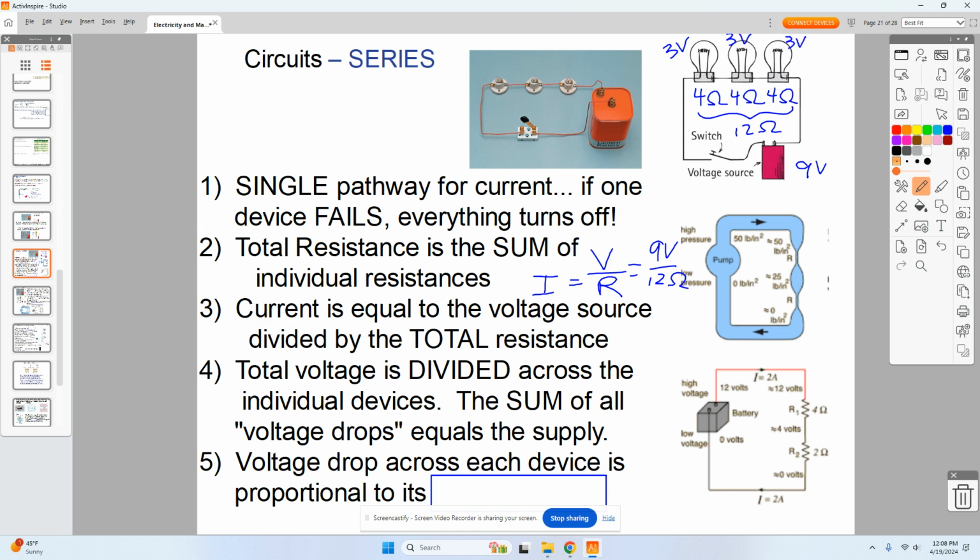I think you guys had to do that yesterday, right? You had to take a voltmeter and put it across some of the devices, and you saw that the voltage dropped across those things was different than the voltage from the battery. And then finally, the voltage drop across each device is in proportion to its resistance. If one device is more resistive than something else, it's going to get the bigger drop.